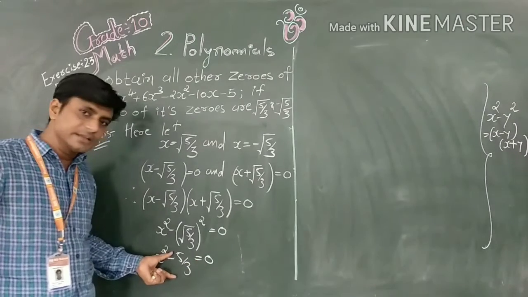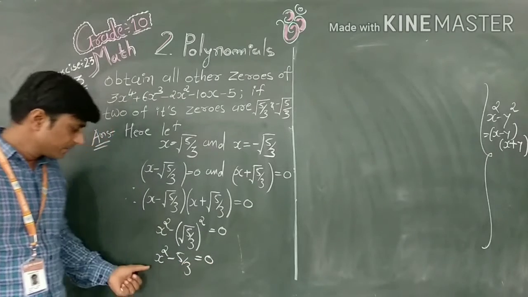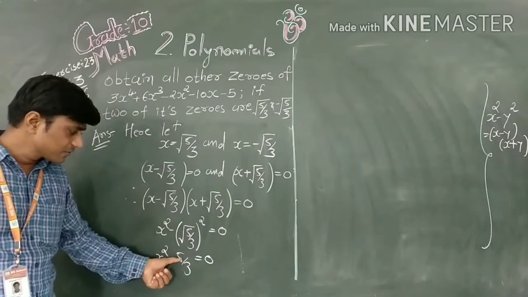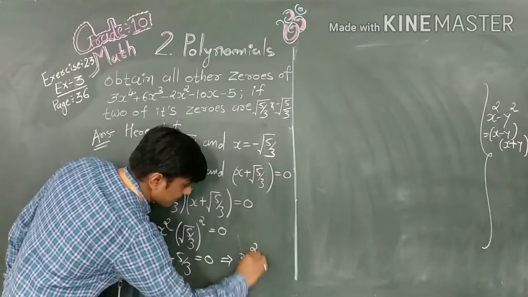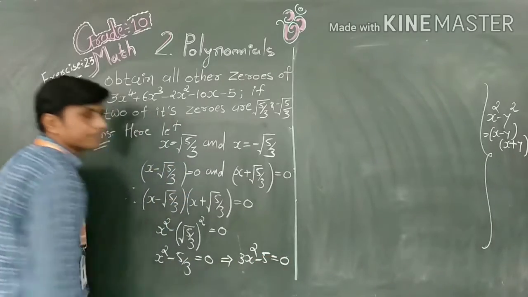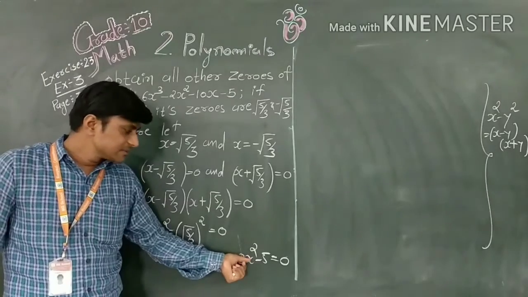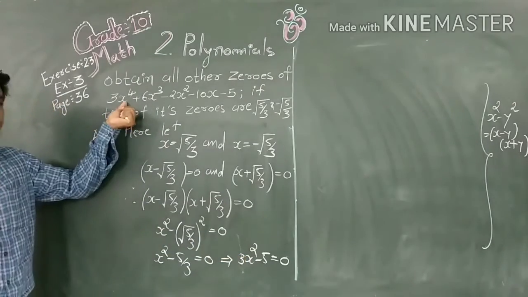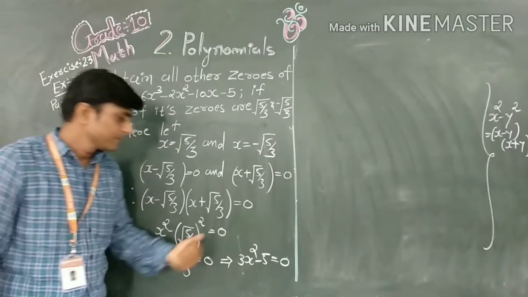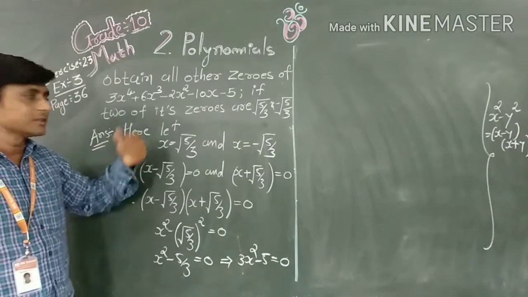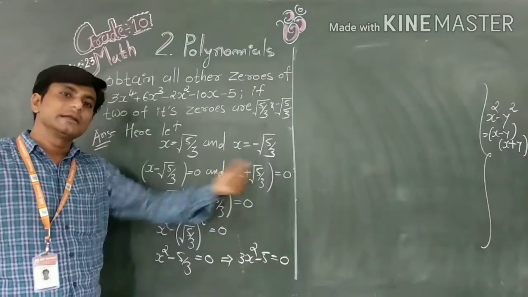Now take LCM 3, or you can multiply each term by 3. We get 3x square minus 5 is equal to 0. Therefore we write here 3x square minus 5 is equal to 0. Now this is the second polynomial, or we say that this is a factor of the given polynomial. Okay, now we obtain the other zeros. Therefore, by the division algorithm, this polynomial is divided by this one and we get the remaining zeros.